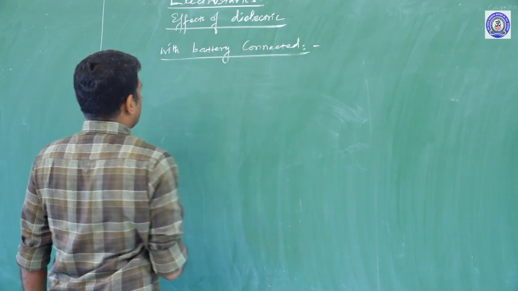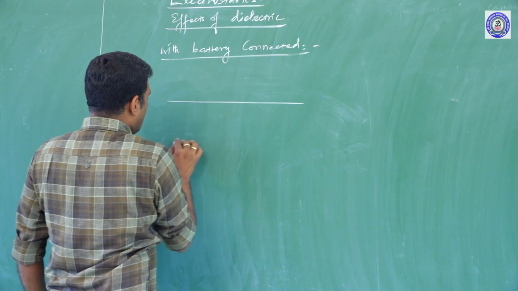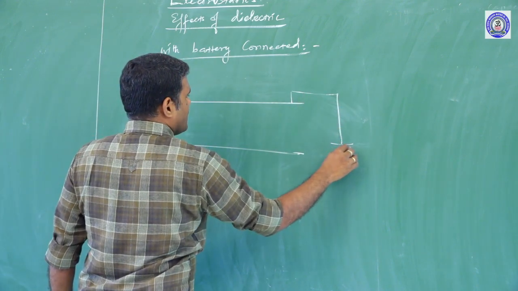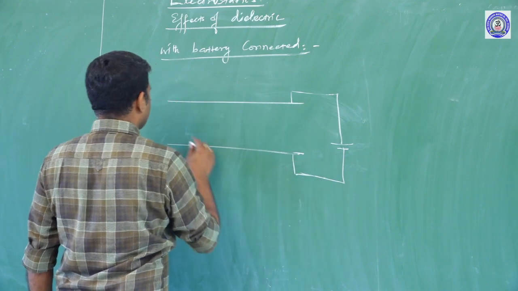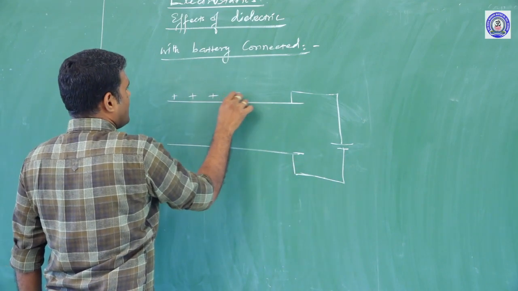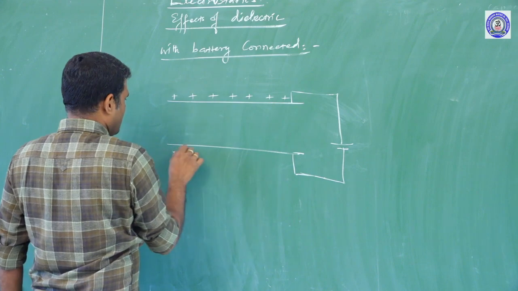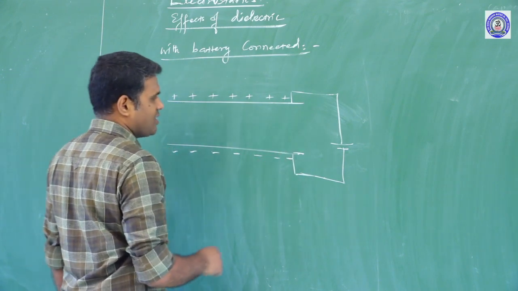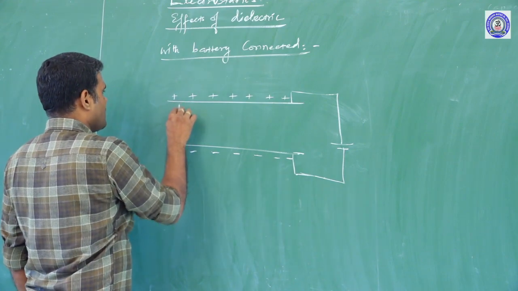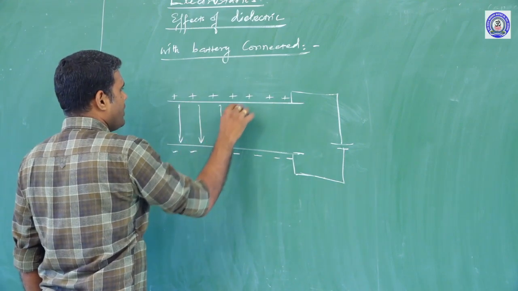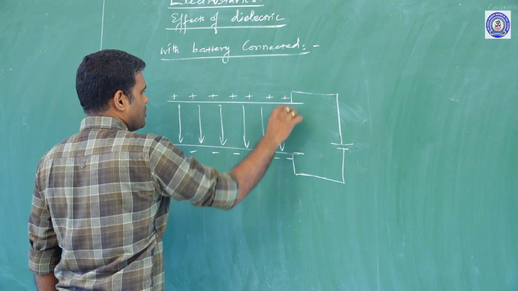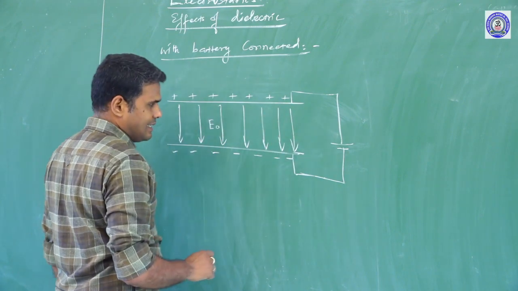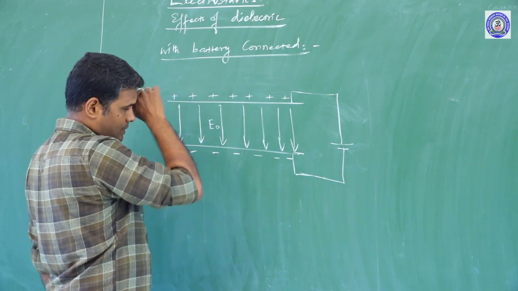With the battery connected. Let us say a parallel plate capacitor is connected with a battery. The plates are charged as positive and negative. As I mentioned, equal number of positive and negative charges will be produced. Correspondingly, electric field lines will be acting from positive to negative charges. The electric field can be represented as E naught in the region between the plates.